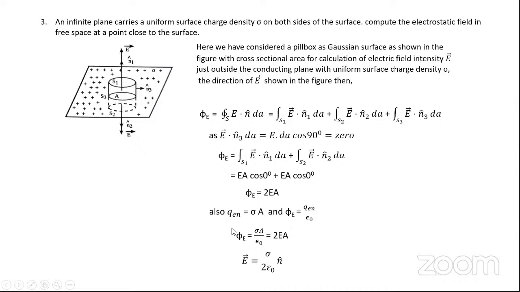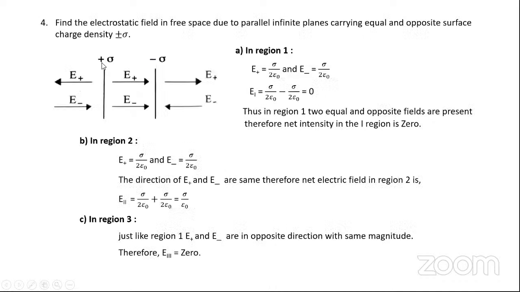Now we'll go for the next problem. In this problem we have two parallel conducting planes, one with surface charge density plus sigma and another plane with surface charge density minus sigma. So here we have parallel planes with the same charge density but opposite in nature, right? Plus charge density here and negative charge density here.